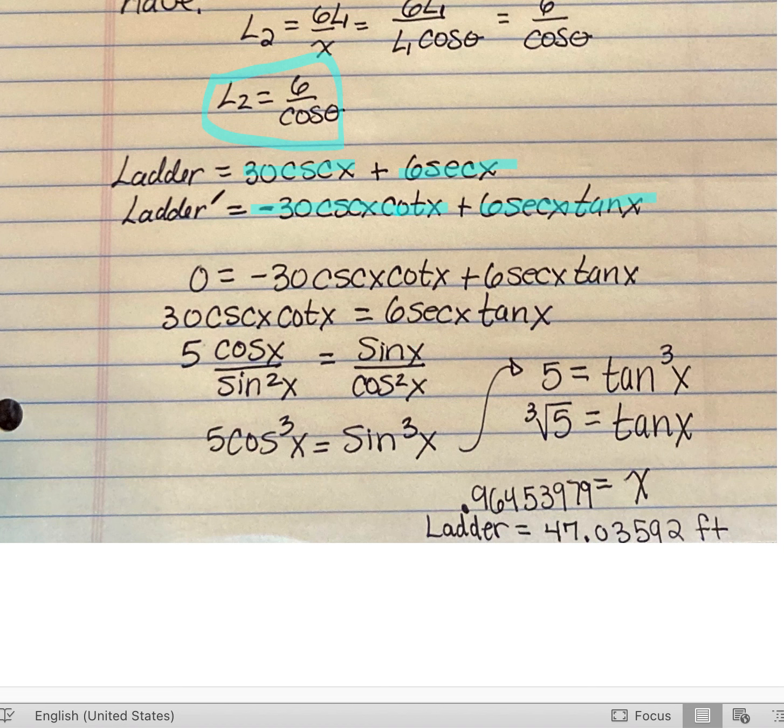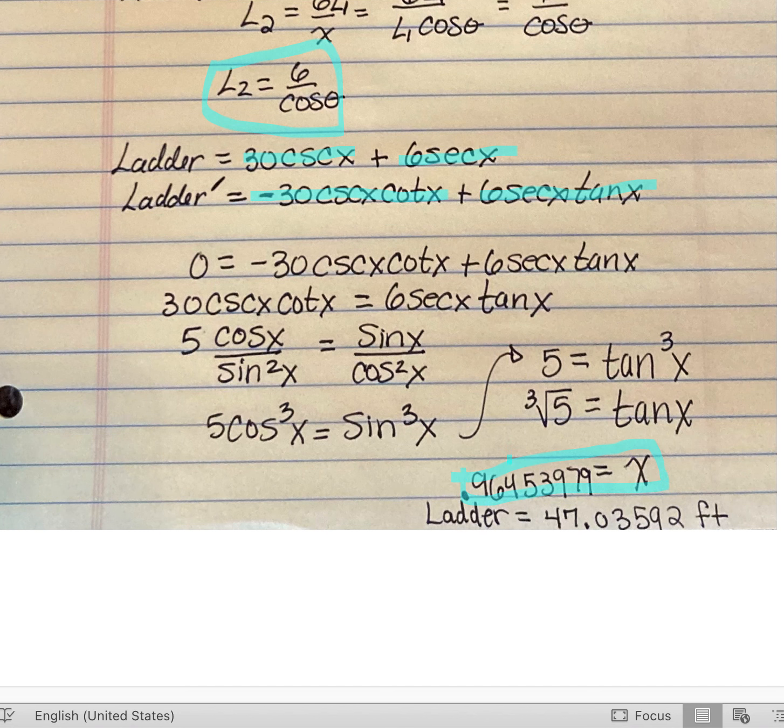So then I set the derivative equal to 0, and I solved for x. Now I had to do a little goofing around to figure out how to solve for x, but you can follow my steps here. I added 30 cosecant x cotangent to both sides, and then I rewrote everything in terms of sine and cosine, and then I cross multiplied, and then I rewrote this. I kept the 5 on the left, and I divided both sides by cosine cubed, and I got 5 is equal to tangent cubed. And then I took the cube root of both sides and then used inverse tangent to get the value of x where we would have the minimum value.